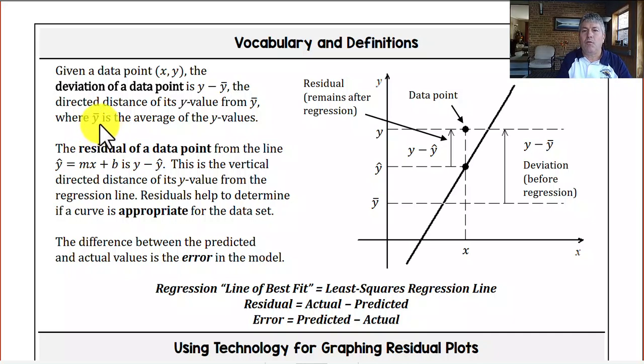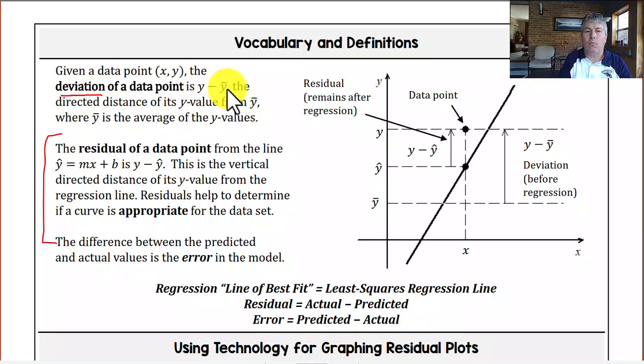So let's look at some vocabulary and definitions. I'm going to start here with the residual of a data point, since we've already talked about that. The residual of the data point is the vertical distance from its y value to the regression line. Residuals help us determine if a curve is appropriate for the data set. So as we saw in our hamstring issue, our residual here is the distance from the data point to the point on the line. Now a deviation is a little bit different.